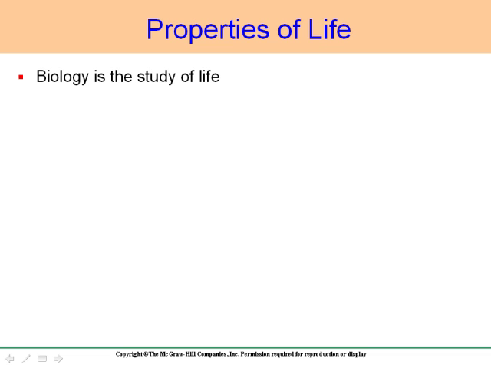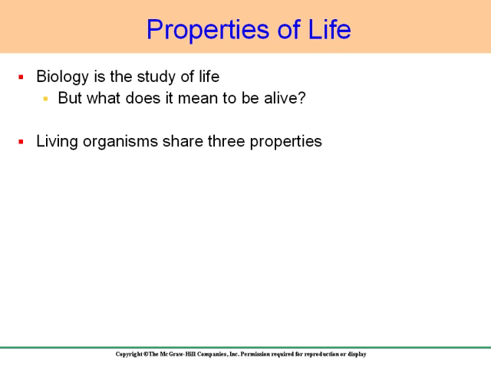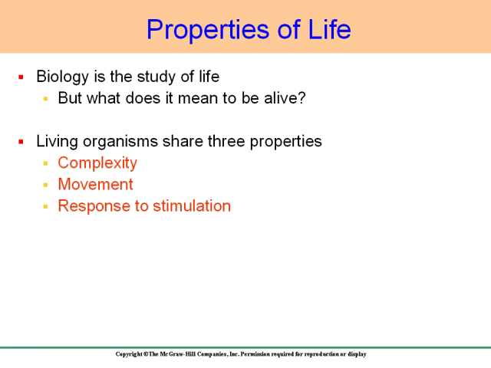While biology is the study of life, what does it actually mean to be alive? What characteristics are common to all organisms that are alive? Living organisms share 3 properties. Number 1, all living organisms are complex. Number 2, all living organisms have the ability to move. And number 3, organisms can respond to stimulation.